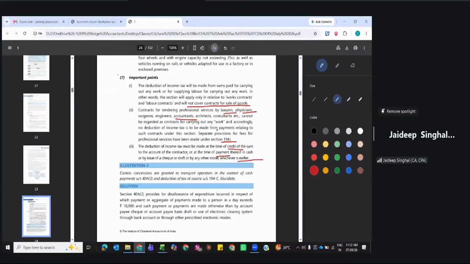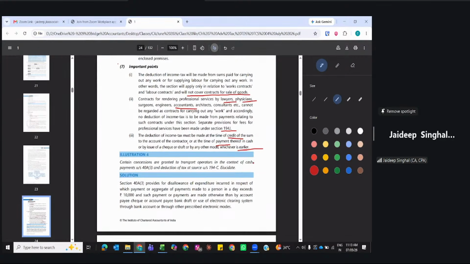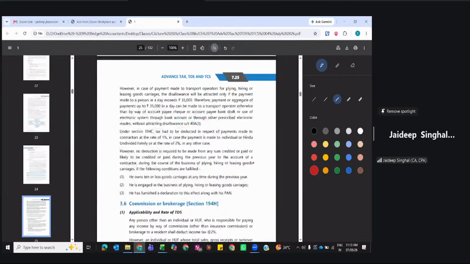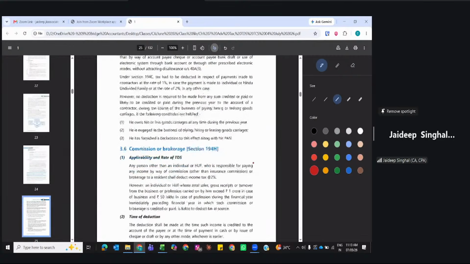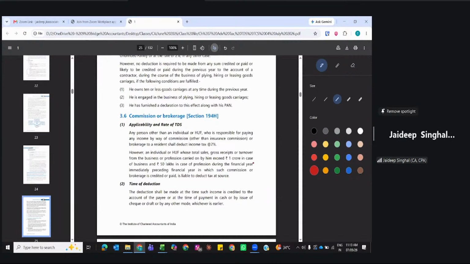Important points: this doesn't cover contract of sale of goods, and 194J is covered for payment to professionals, and whichever of credit or payment is earlier, we deduct the TDS. So this is what we covered yesterday. Is everyone clear till here?